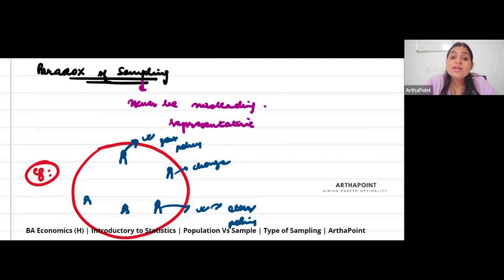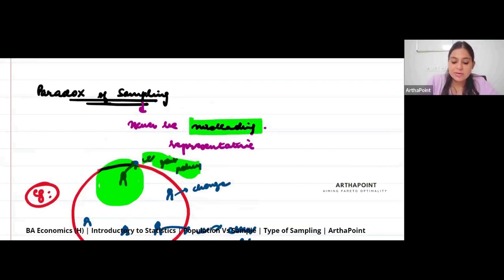Now, while the government was doing a survey to check the happiness and satisfaction of the people, it went ahead and chose only the sample of people who were satisfied with the government policy. So they deliberately did not choose any other kind of person. This means that the sample is misleading because it is non-representative of the entire population. This is called the paradox of sampling, and this should not take place.